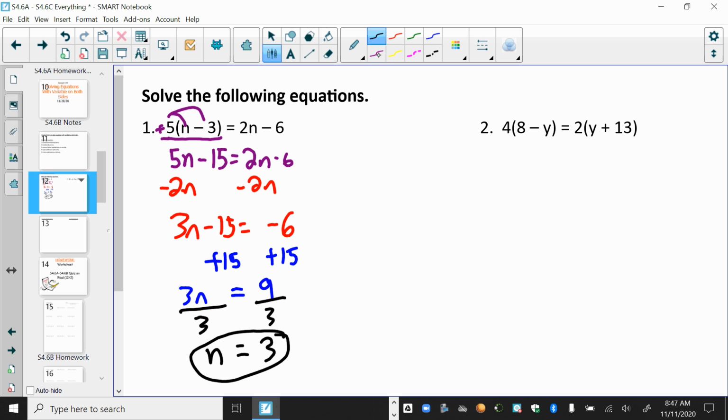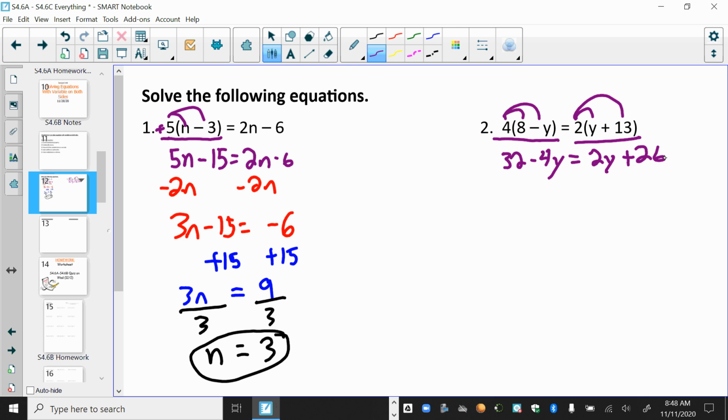All right. Next one, back to purple. Left side, then right side. Left side, I do have a distributive property. I'm going to have 4 times 8, 32. And then 4 times negative y to make negative 4y. All right. Right side, I do have a distributive property. 2 times y to make 2y. 2 times plus 13 to make plus 26.